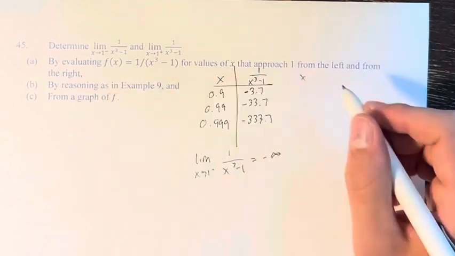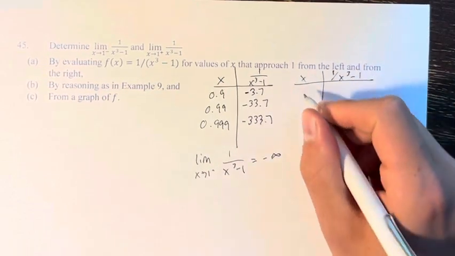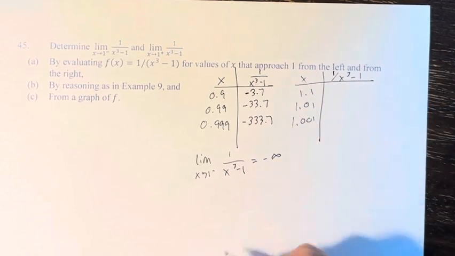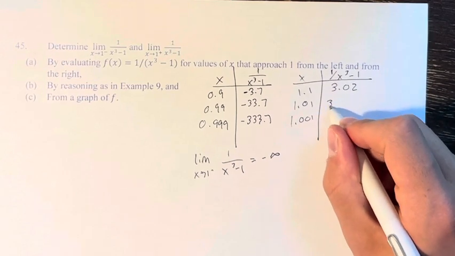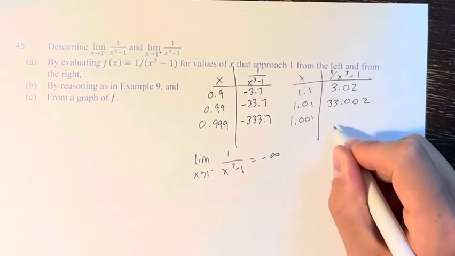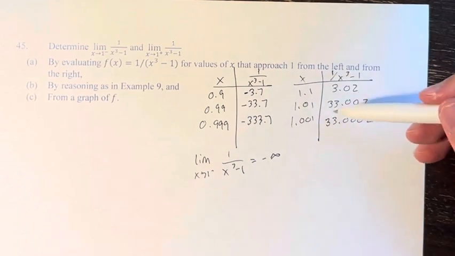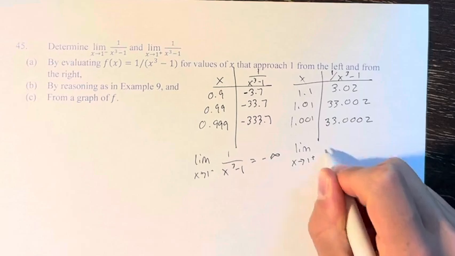If we go from the right, also plugging in values, we have 1.1, 1.01, 1.001. Plugging this in, we have 3.02, 33.002, 333.0002. These values are going off to positive infinity, and therefore that is the value of this limit.